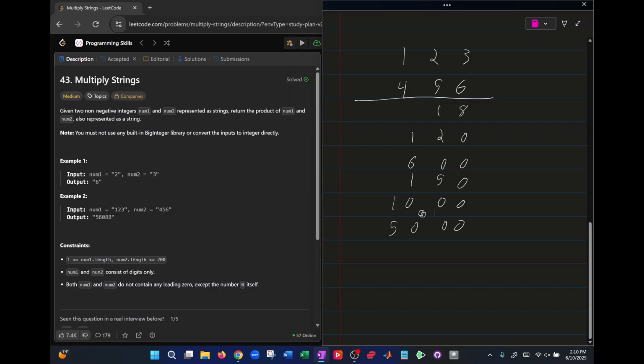And then, let's see here, the last one, 3 times 4 is 12. This would be all the way over here, because that's 3 times 400 is 1,200. 400 times 20 is 8,000.